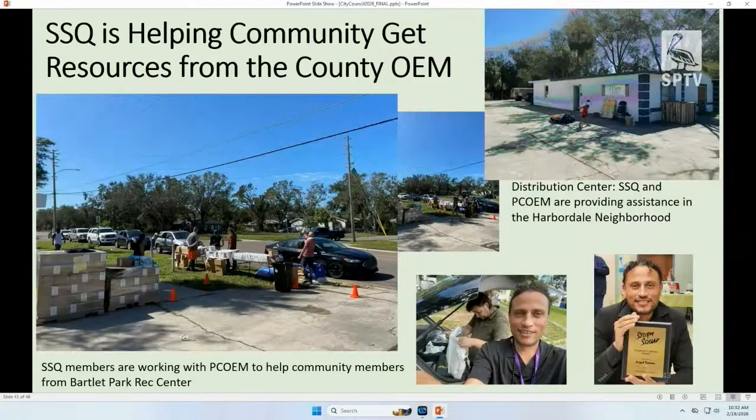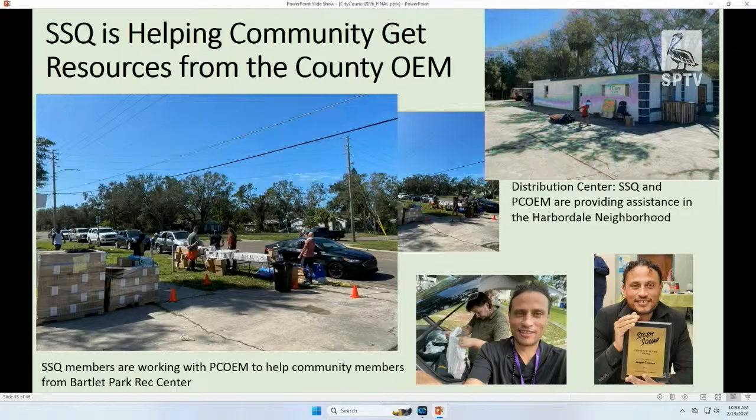So Storm Squad members are working with Pinellas County Office of Emergency Management to connect residents to resources, especially in Bartlett Park and Harbordale, and expanding that coordination. This is community engagement in practice. Neighborhood leaders serving as bridges between residents and institutions.